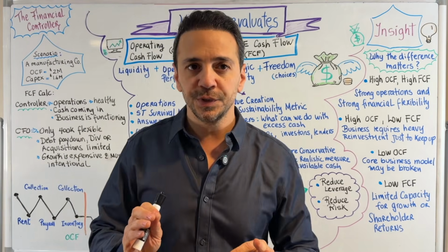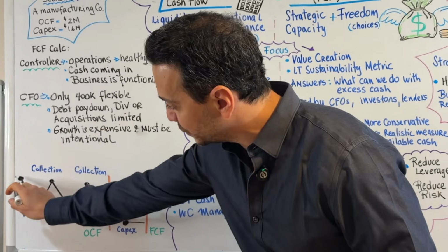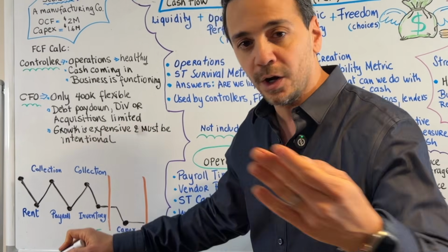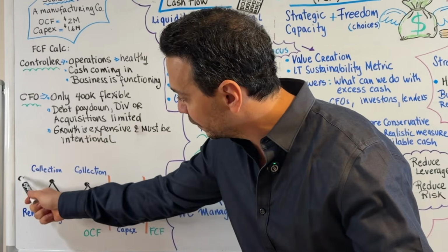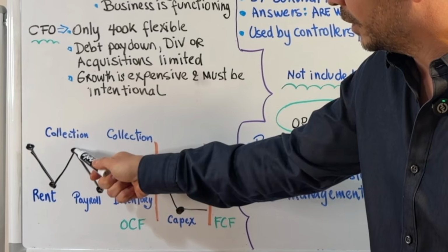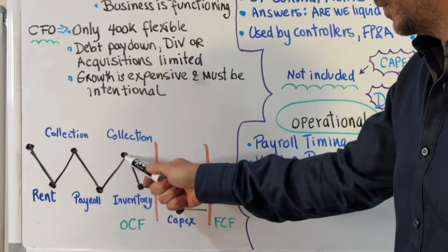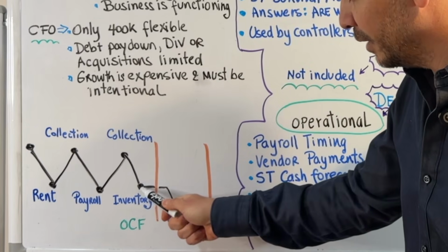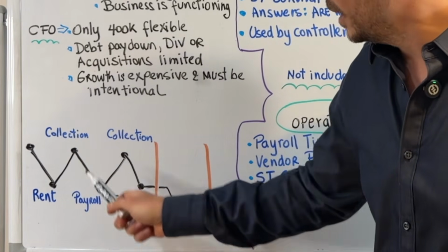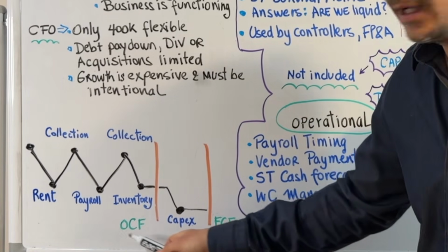To quickly illustrate the difference for you, if a company begins its accounting period with a cash balance, that's right here, typically the cash balance fluctuates as you conduct business in the company. So first, maybe you pay your rent, so your cash balance goes down, and then you collect money from customers, and then you pay your payroll, and then you collect again money from customers, and then maybe you buy inventory. At the end of the cycle, the net change in cash is what we call operating cash flow.